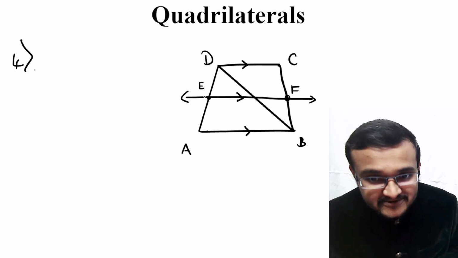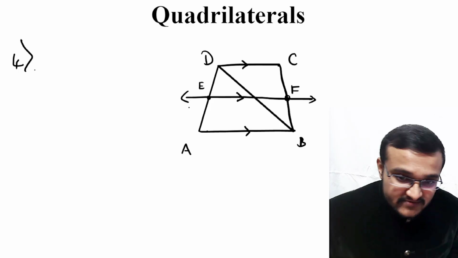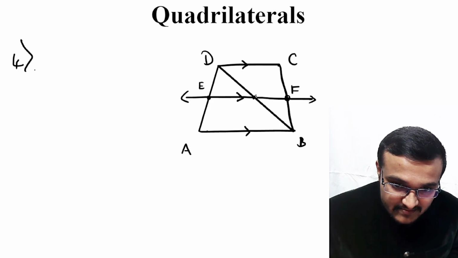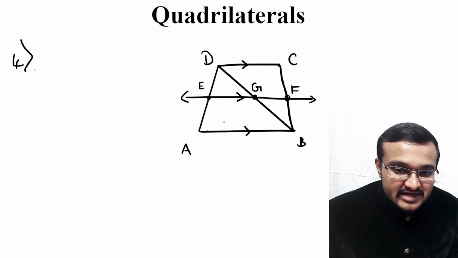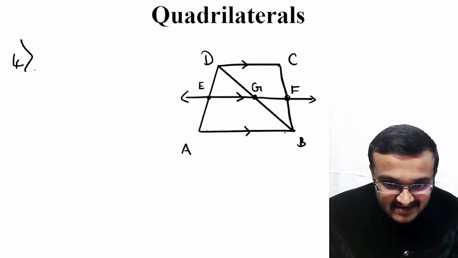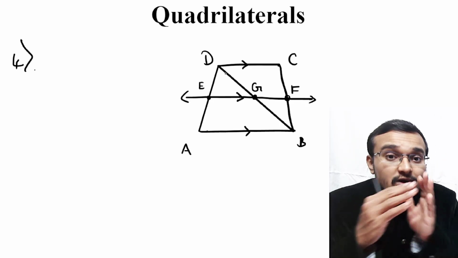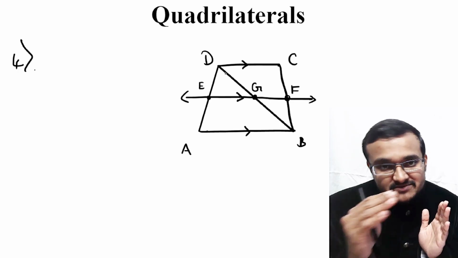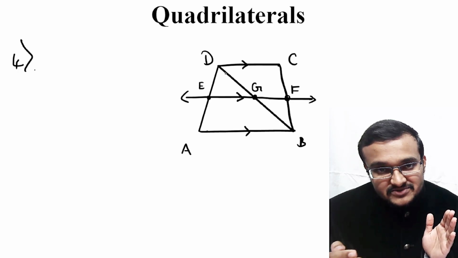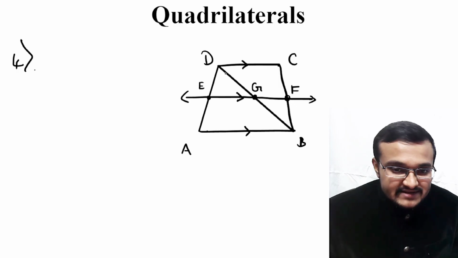In order to show F is the midpoint of BC, we will consider this particular point as G. You can see here clearly we have two triangles, one is ABD and one is DBC, because we have drawn a diagonal in this trapezium. So we have two triangles.